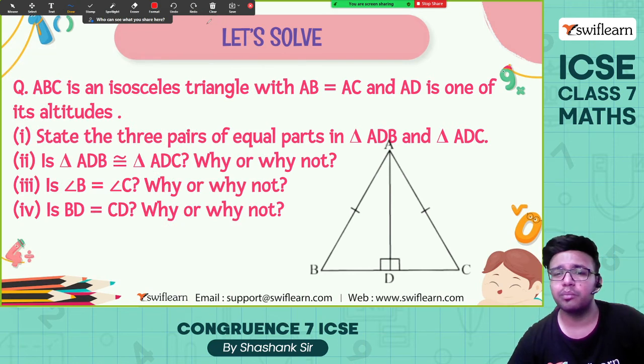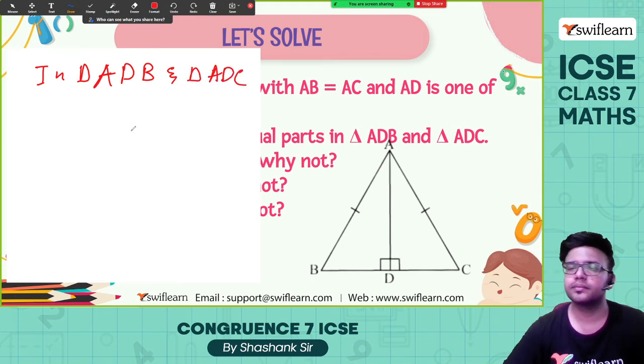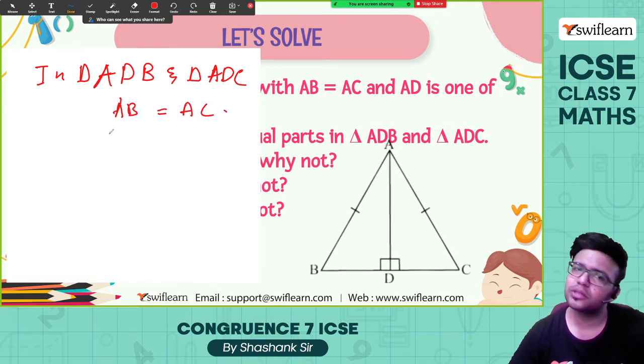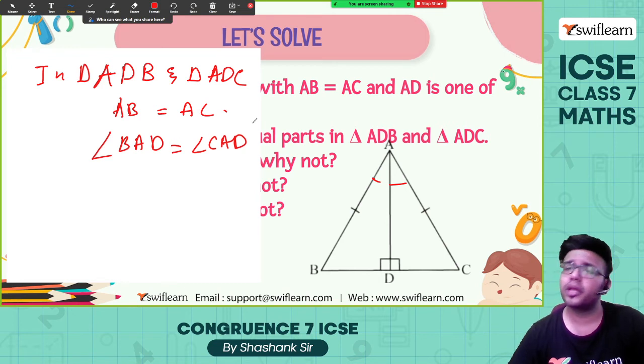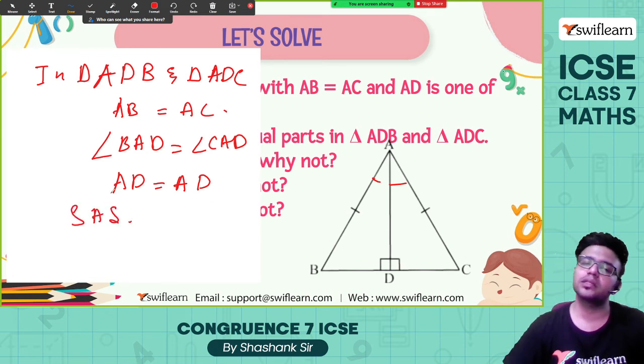In triangle ADB and triangle ADC, AB is equal to AC, given because it's an isosceles triangle. In an isosceles triangle, the altitude bisects the angle. So angle BAD is equal to angle CAD, because it is a property of an isosceles triangle that the altitude will bisect the angle. And AD is equal to AD, which is a common side. So using SAS criteria, these two triangles are congruent.